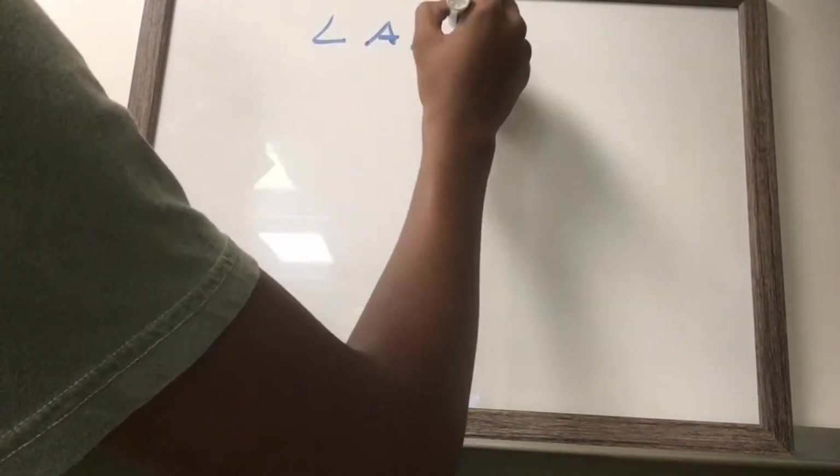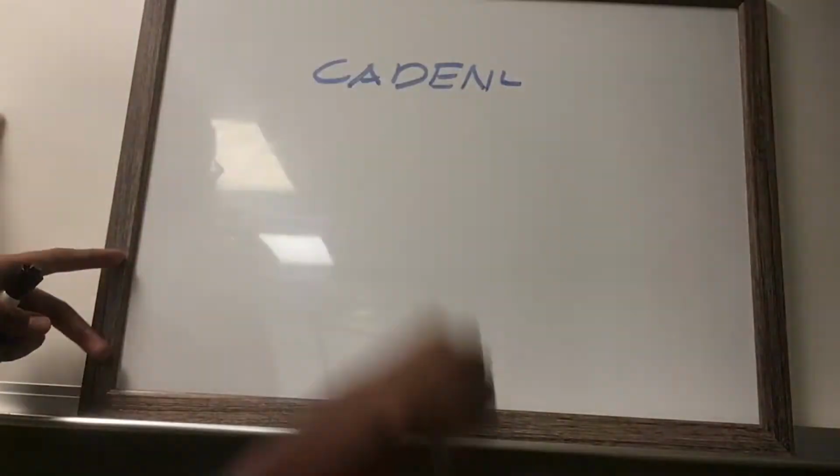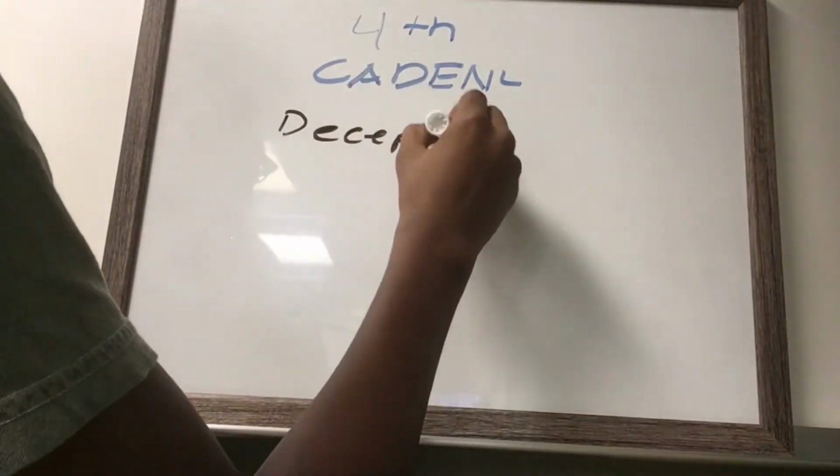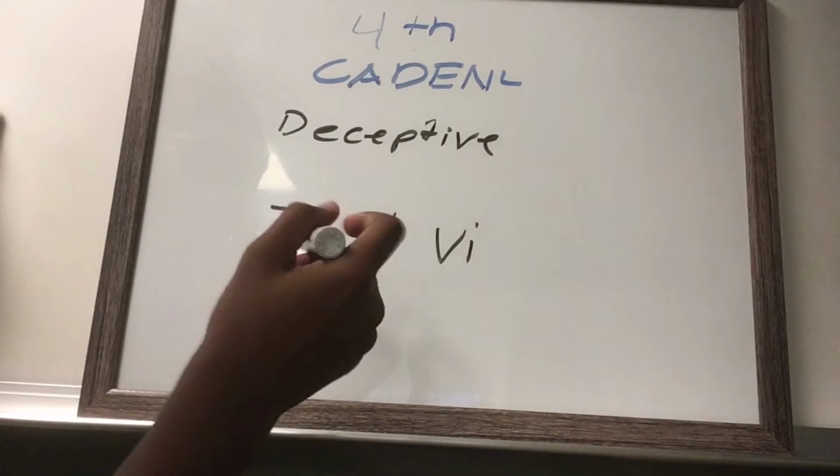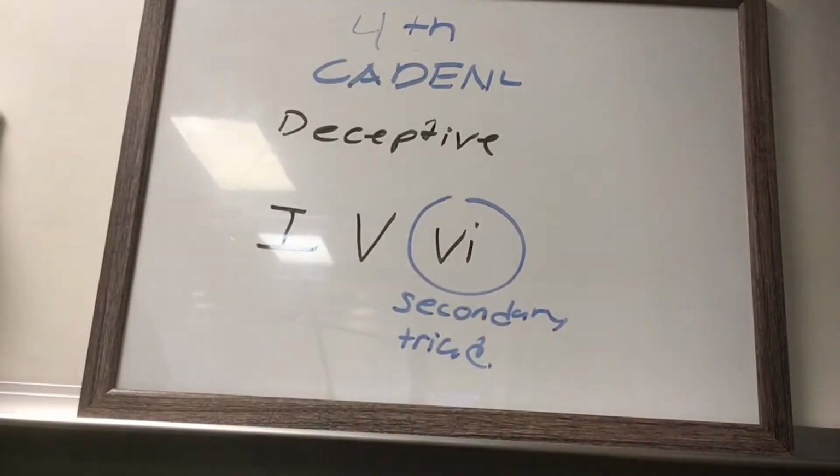Anyway. Okay, so there's one last cadence that I was gonna call the last cadence, but it should really be called the fourth cadence. It's a deceptive cadence, and it ends on the 6. It's a secondary triad, which we're gonna get into next time.